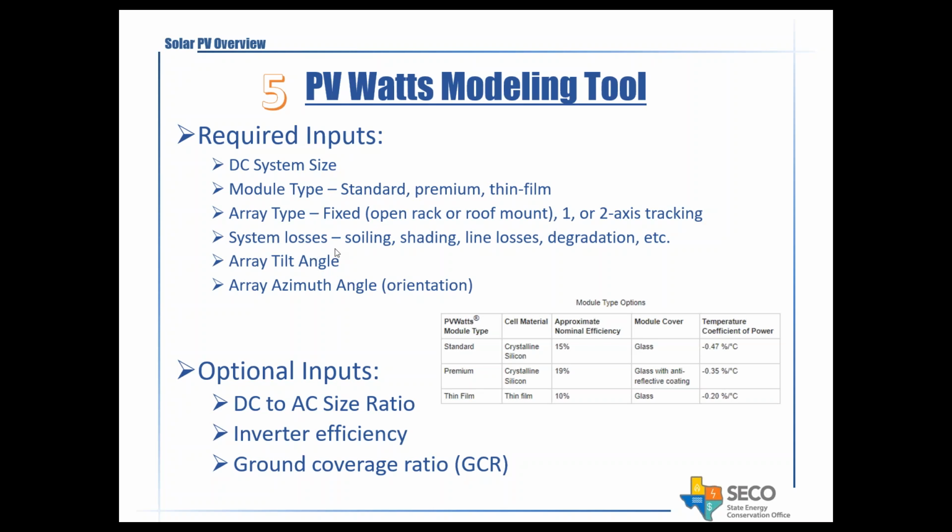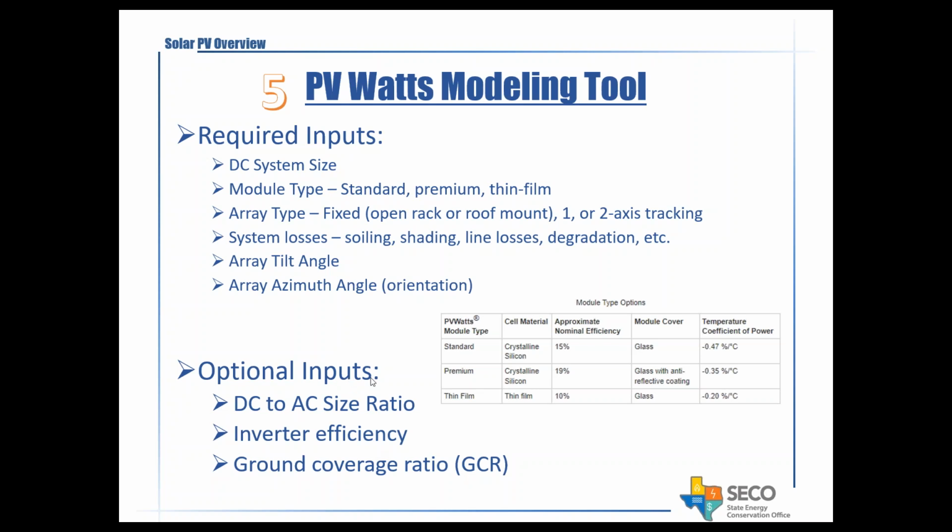System losses can be done at a detailed level, or you can use system defaults if you're unsure. This can account for soiling, shading, line losses, degradation. There are quite a number of different things that can go into the system losses that can all be specified if you know that level of detail. You can also specify the array tilt angle, which is one of the required inputs, and then the array azimuth angle, as we touched on earlier. These are important inputs for the calculator.